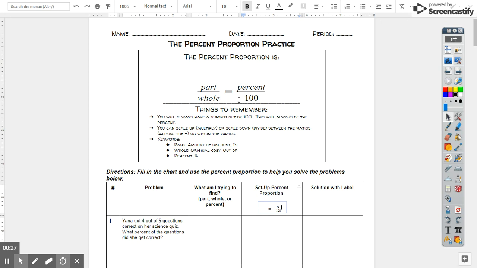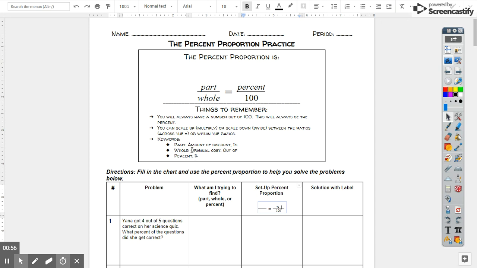And a percent whole is always 100%. Some things to remember. You will always have a number out of 100, and that's why that's here. This will always be the percent. You can scale up, multiplying, or scale down, dividing. So if we have a smaller number like 5, we can scale up to 100, or a larger number like 250, we can scale down to 100. And we can divide between the ratios across or within the ratios.